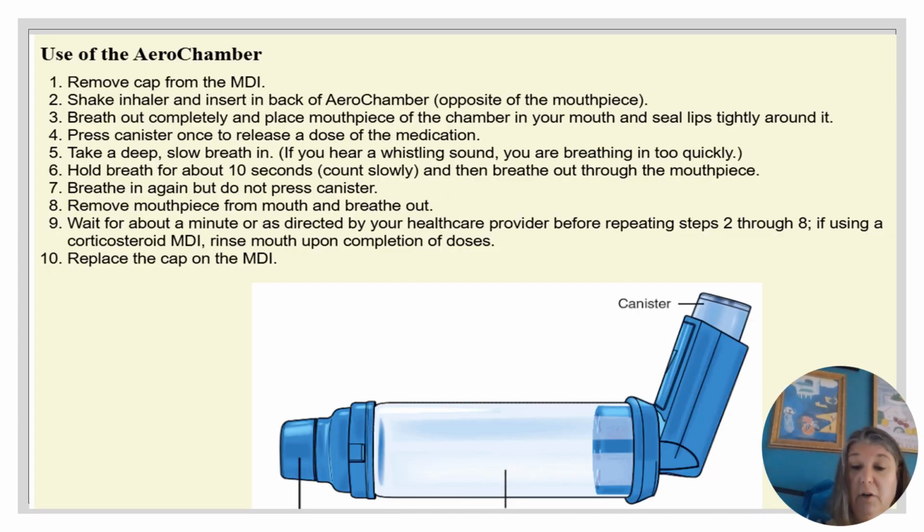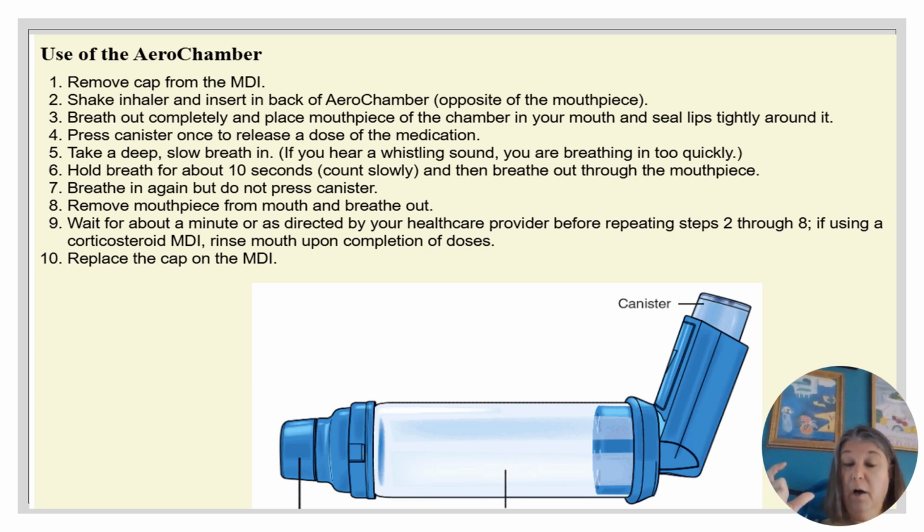If you do not know what an aero chamber is, this is slide 31. This talks about the proper use of an aero chamber. The aero chamber helps control breathing. So you squeeze the meter dose inhaler into the aero chamber. The aero chamber is what actually goes into your mouth, and you breathe through it. Some aero chambers cause a whistling noise if you breathe too quickly, so it helps control your breath.